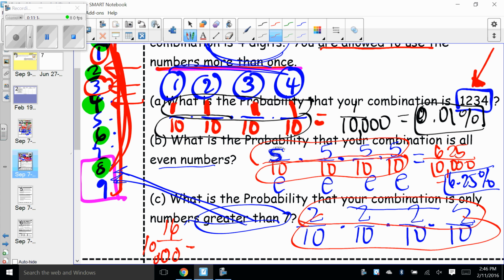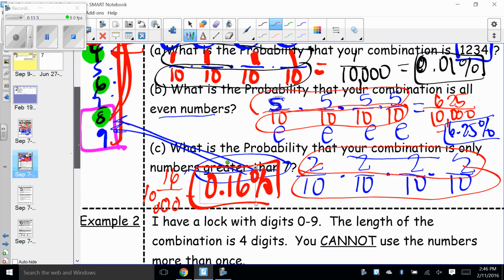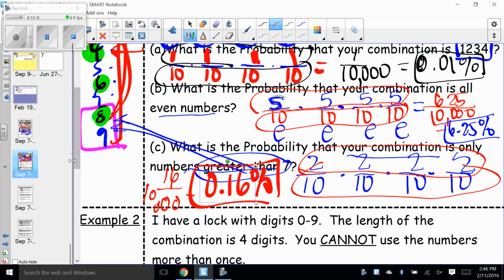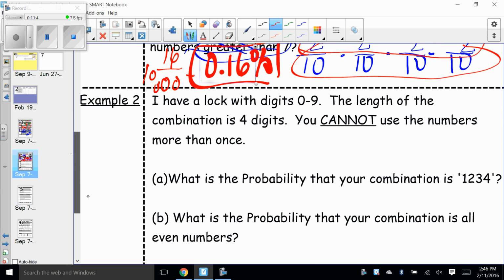16 over 10,000. Top number divided by bottom number. 16 divided by 10,000 gives me a tiny, tiny probability of 0.16%. It is not likely that you're going to pick a locker combination that has just the digits greater than 7, so the digits 8 and 9 in all 4 of the spots. A 0.16% chance that that happens. If I'm going too fast, go ahead and pause the video. Otherwise, we're going to move on to the bottom.